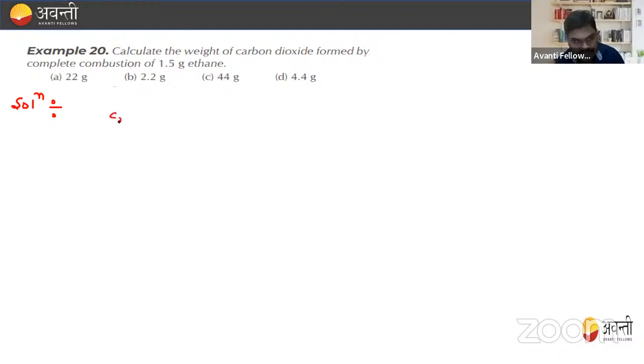So what is ethane, beta? This is nothing but C2 and this is H6. So this is ethane and it will undergo complete combustion. So it reacts with O2. It will equal to 7 by 2 O2 to give 2 CO2 plus 3 H2O.